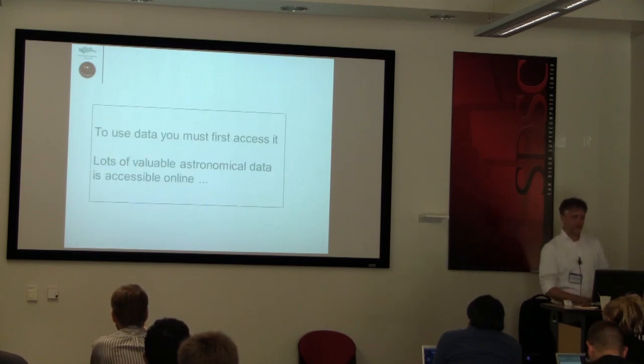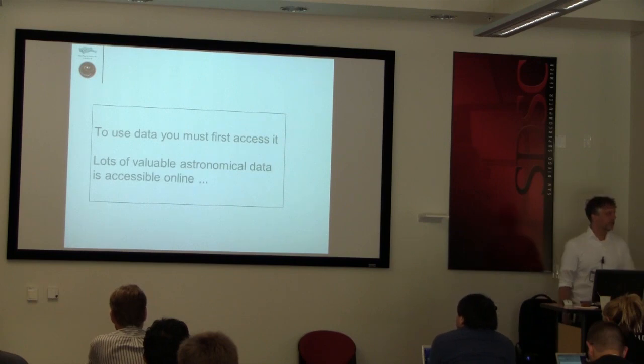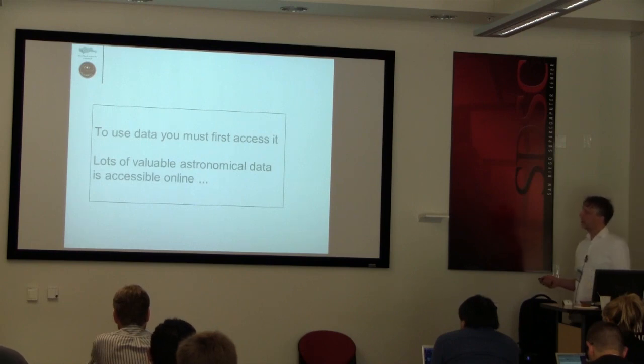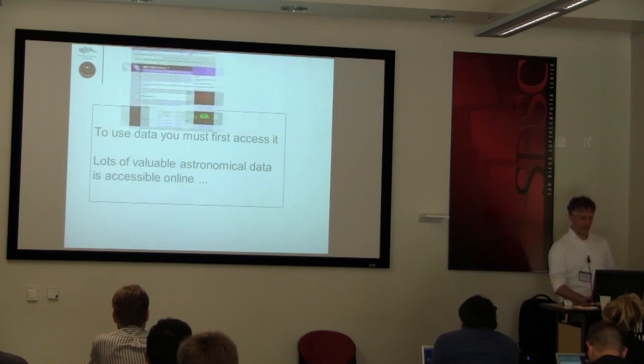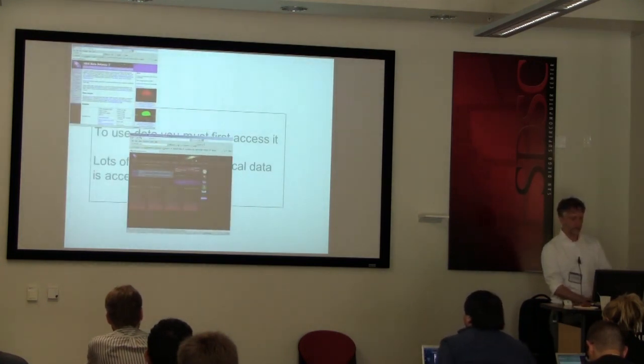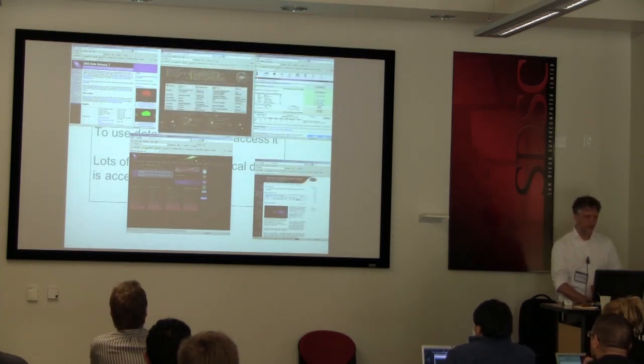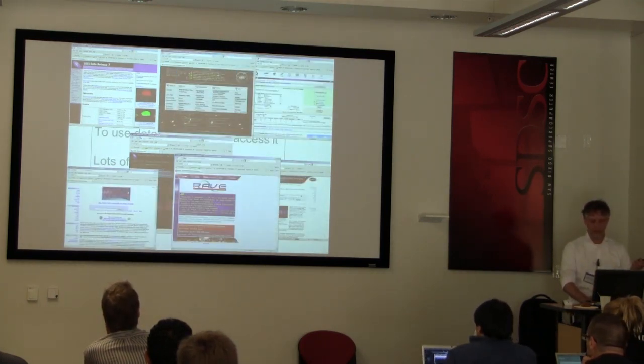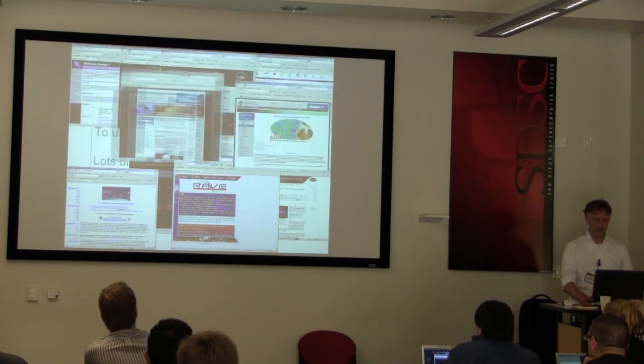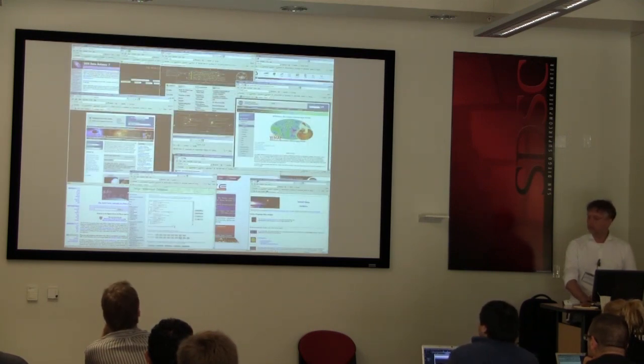Okay, so if you want to use somebody's data for data mining, you must first find it, and you must then be able to access it. Now, the good thing is that there's a lot of valuable astronomical data available online. There are lots of nice websites. These are SDSS websites, there are NASA websites, there are CDS in Strasbourg, HEASARC, etc. There's ADS, the bigger and smaller ones, and there's also simulated data. And so there's a lot of data available.